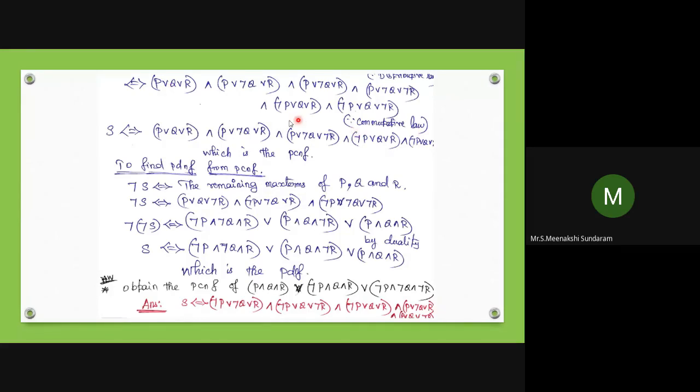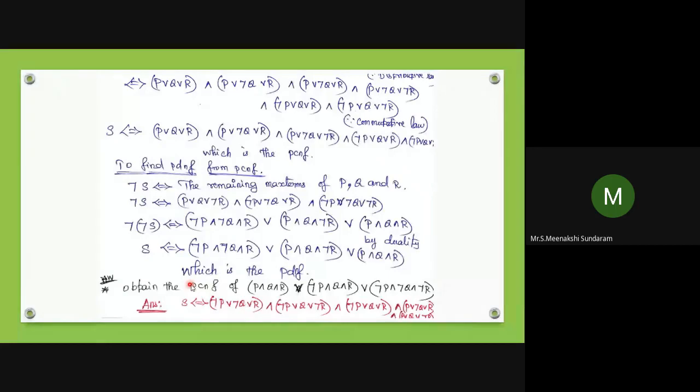From the PCNF, write the negation. That is 1, 2, 3, 4, 5 terms that are there. The remaining 3 terms I can write. Take the duality and we can get the PDNF. Okay, these are the things to be there. So up to this you can go for marks.